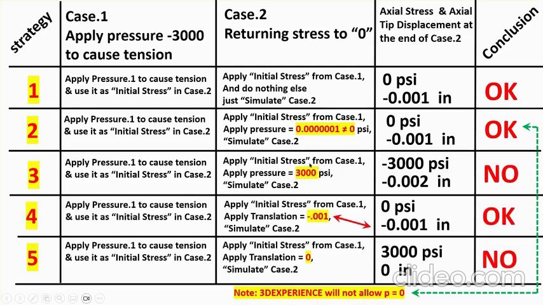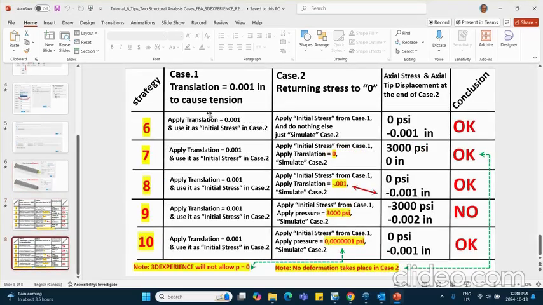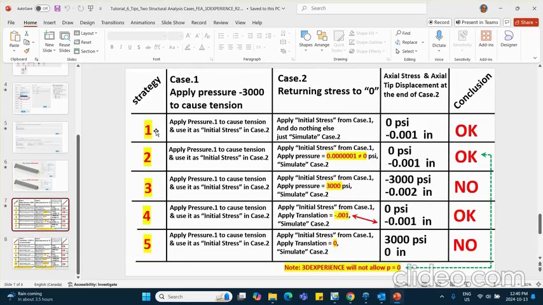And then if you go to the second situation, you can basically create that tension in the bar in case one by translating. So again, some of these which look intuitively reasonable will not work, okay? But anyway, what I do for you is just these two cases. Okay, let's go ahead and do that.